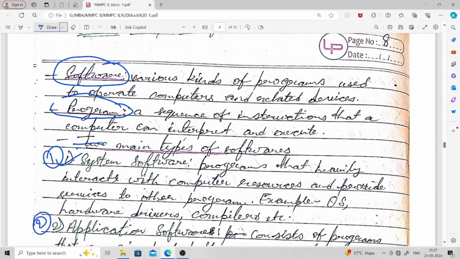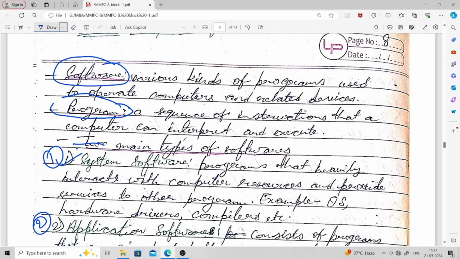So system software, what is this? Those programs that heavily interact with computer resources and provide services to other programs are known as system software. It means in the case of system software, programs heavily interact with computer resources. Computer resources means the hardware and other kinds of devices connected with the computers, and those programs also provide services to other programs.